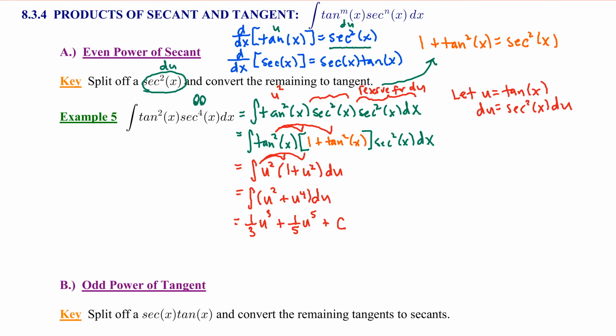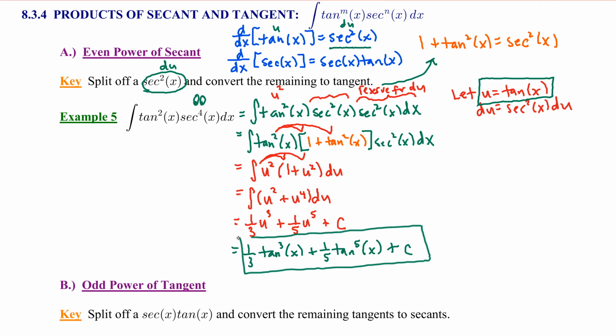The last step, as always, is to go back and recover your original variable. Remember, u is equal to tangent of x, so I can rewrite this as 1/3 tangent cubed of x plus 1/5 tangent to the fifth of x plus C. So we have successfully found the antiderivative. So the big idea there is we saw an even power of secant.